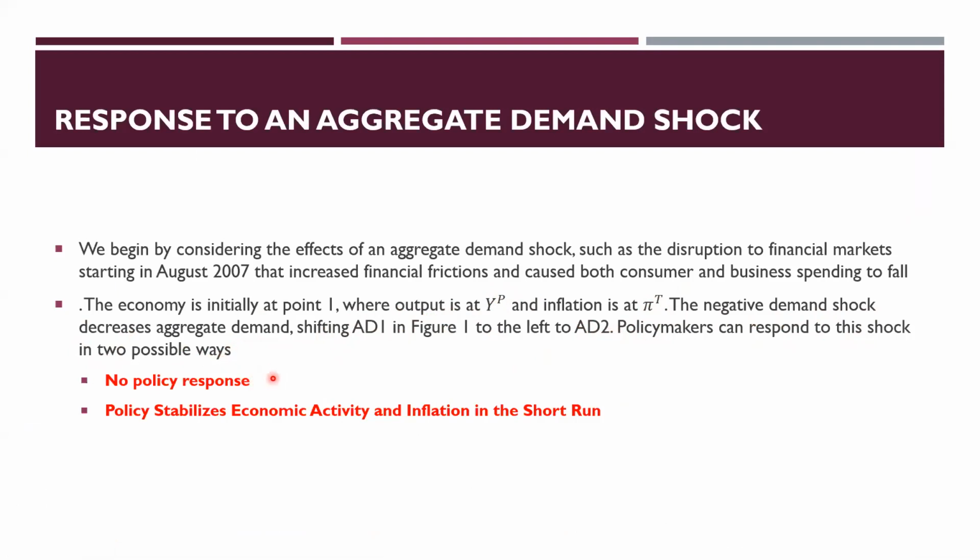Number 1 is no response at all, which means no policy response, or they can come up with a policy that stabilizes economic activity and inflation in the short run. So these are the 2 ways in which the government can respond to that demand shock: no policy response, or you respond with policies that aim to stabilize economic activity and inflation in the short term. Let's look at the first policy response, which is not responding at all.